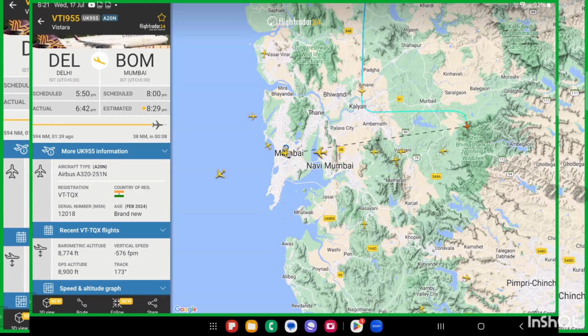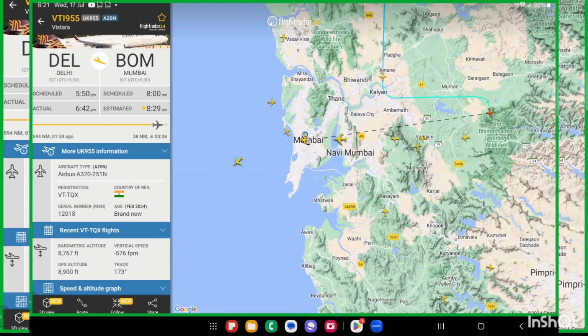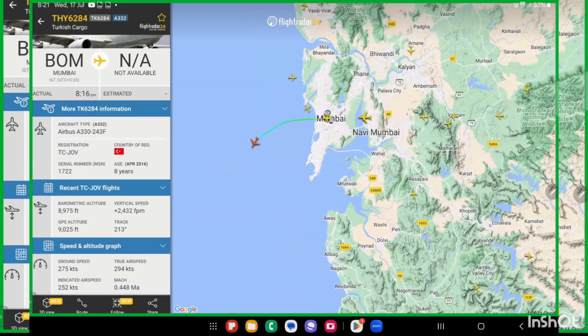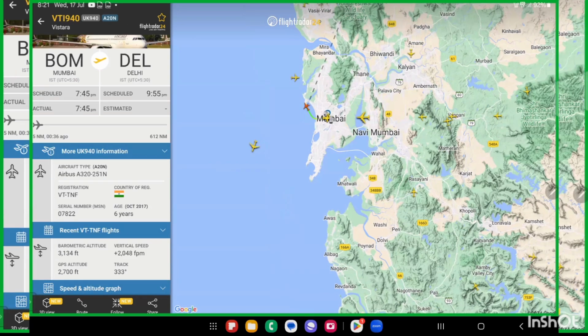Not only for the landing part. This aircraft, can you see? It departed Bombay to some place where the destination is not declared. This aircraft departed Mumbai to Delhi. This also is controlled by the approach control services.